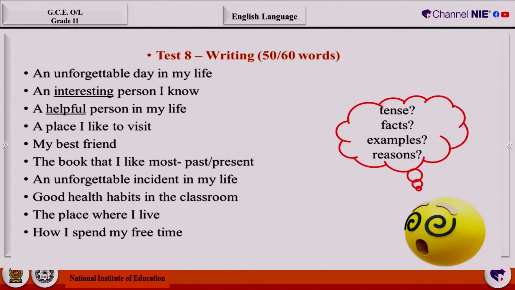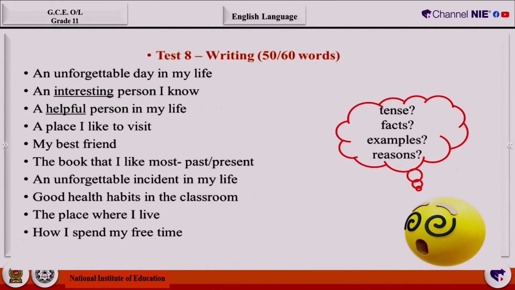And what facts are we going to write? And also the reasons why. Why do I say that this is the unforgettable day in my life? So, think of those things when we are writing about this particular topic. An interesting person I know. So, maybe that is your friend, maybe a very popular writer. So, we have to talk about that person, about your reasons, why do you like him. So, the tense must be simple present tense. You have to be very careful about these facts.